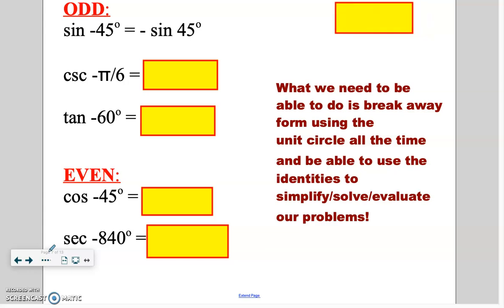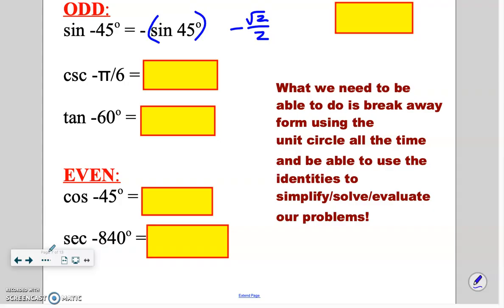Now, would we go one step further and actually evaluate? So what we're saying is, we probably know off the top of our head, what's the sine of 45 degrees? Square root of 2 over 2. Yes, we know that the sine of 45 degrees is going to be root 2 over 2. We brought the negative out front, so we made the whole thing negative.